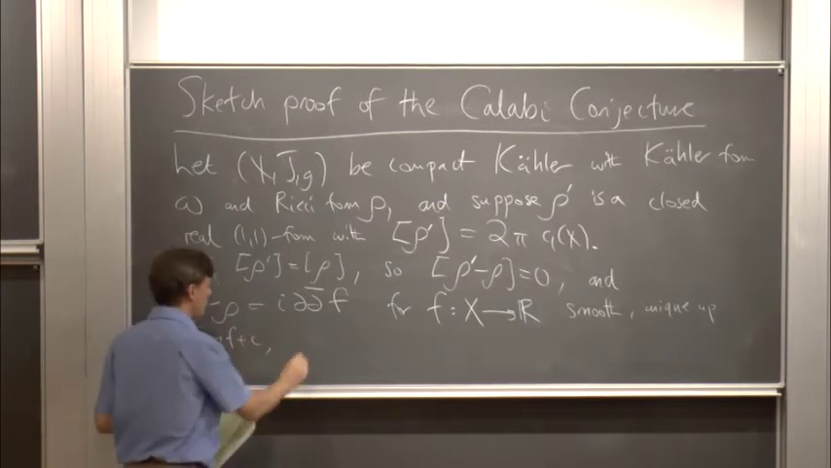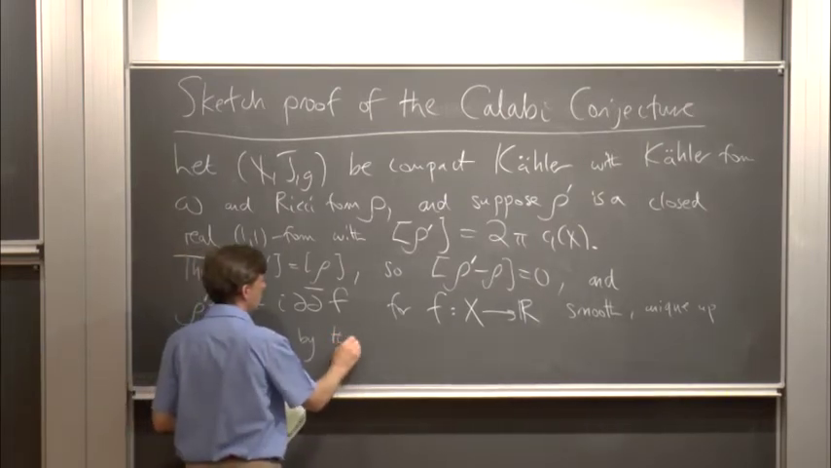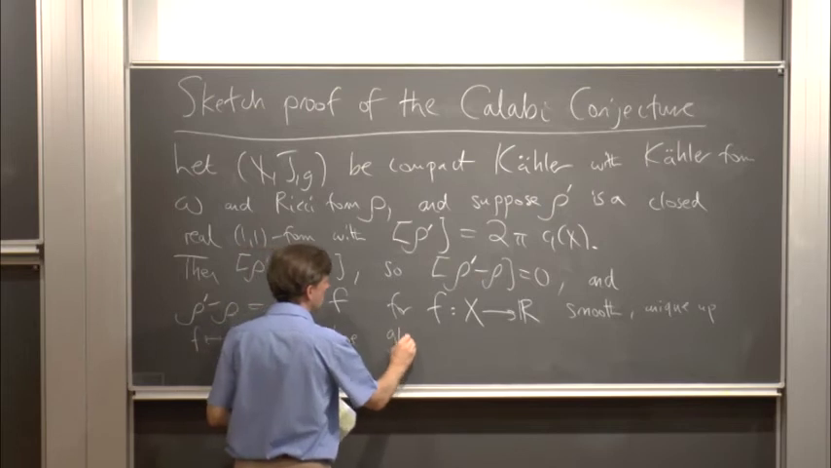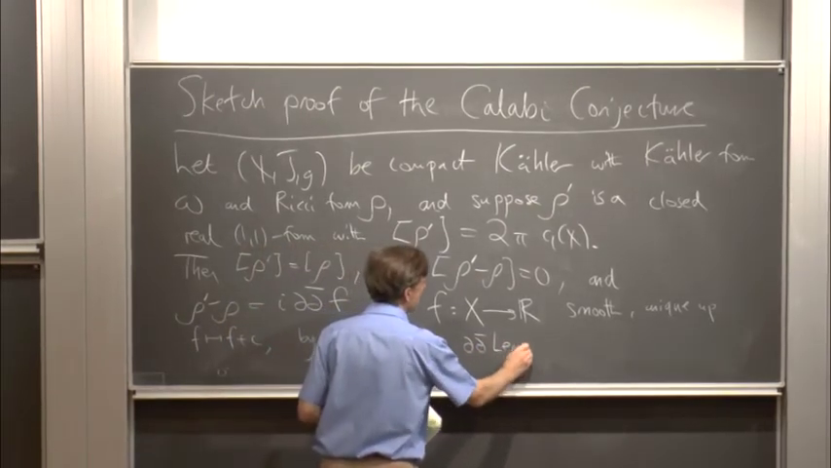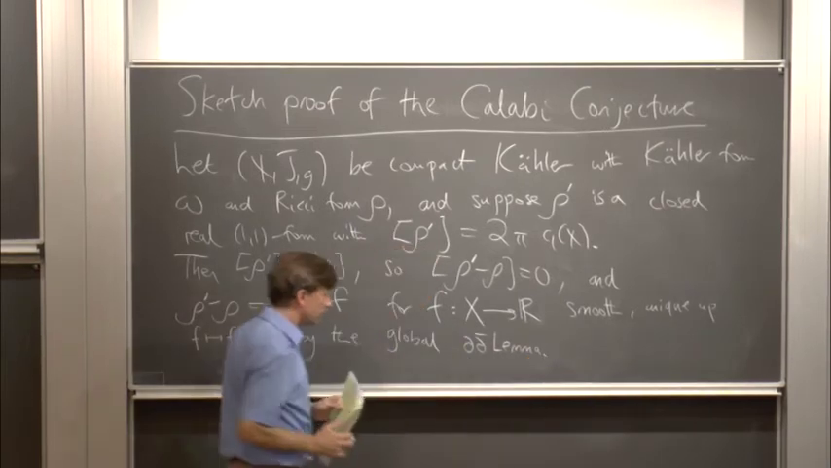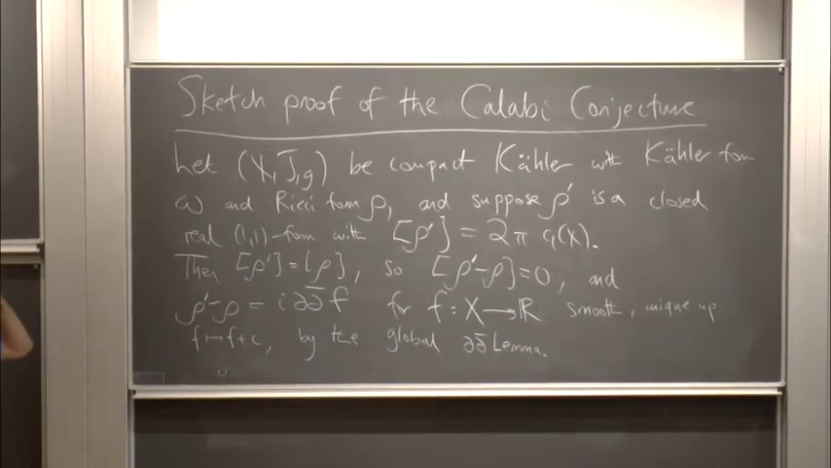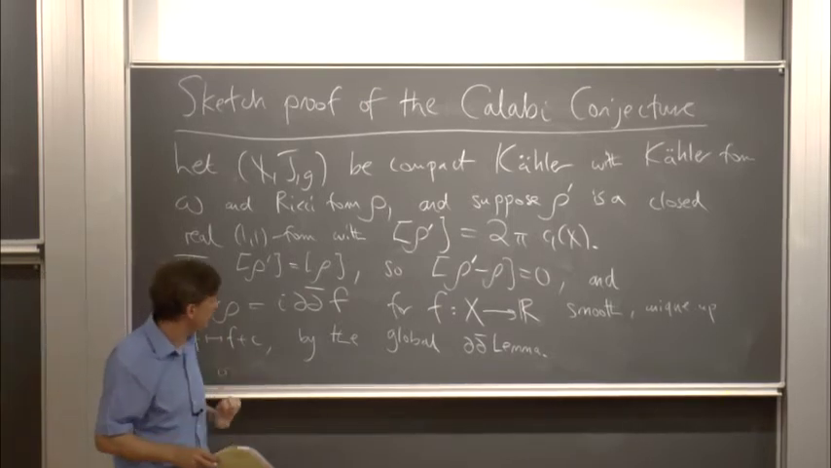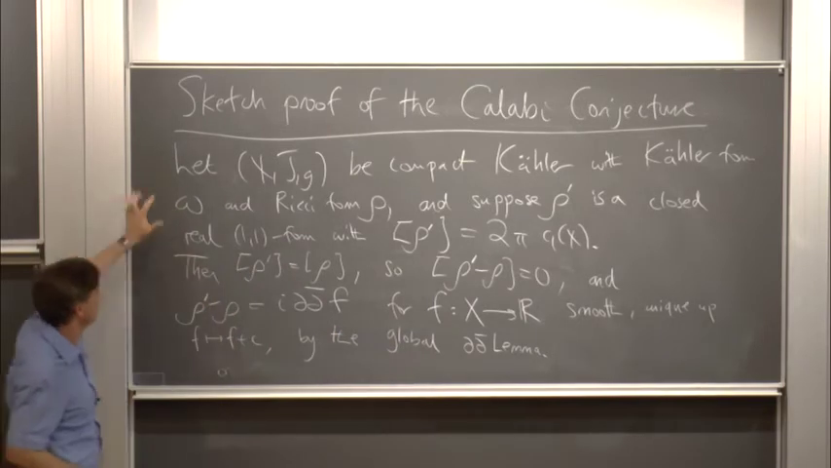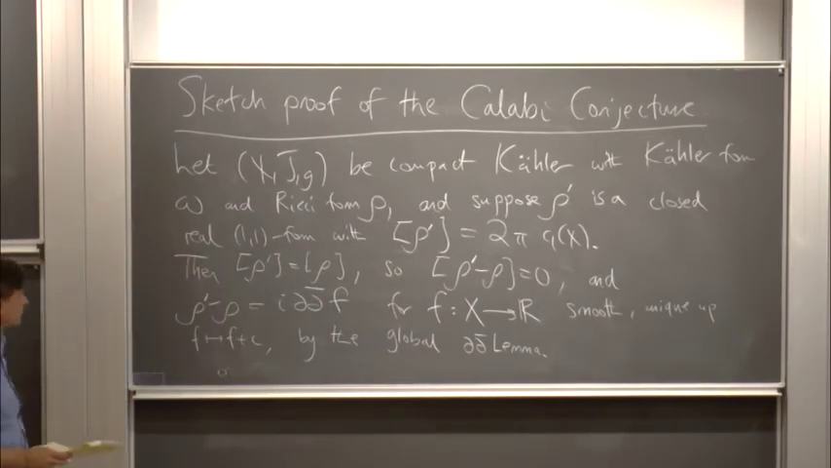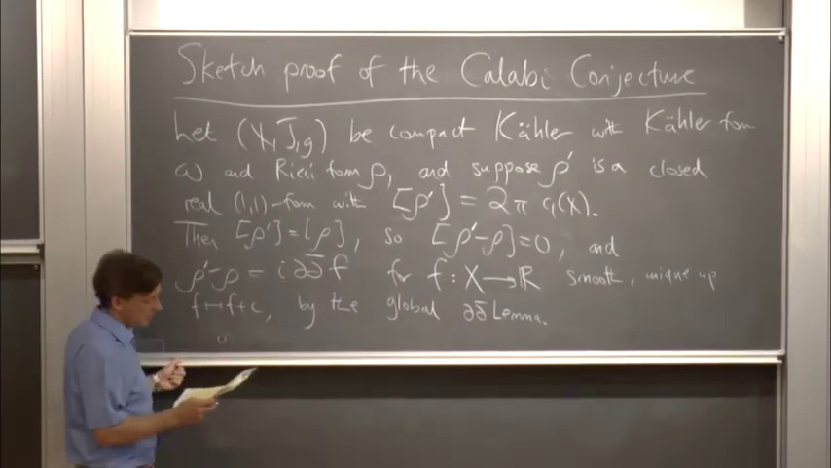And this is by the global ddbar lemma. So remember the ddbar lemma I told you about on Friday. It had two parts, one of which concerned small open sets in C^m, the other of which concerned compact Kähler manifolds, like this one.